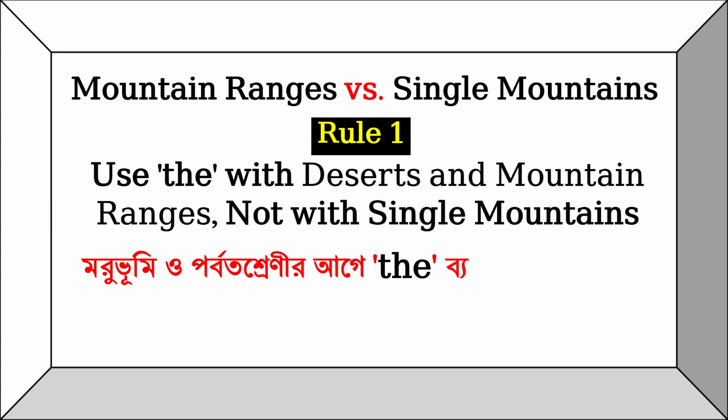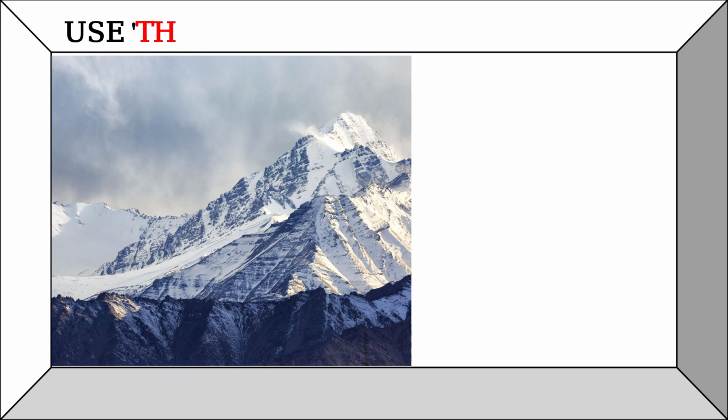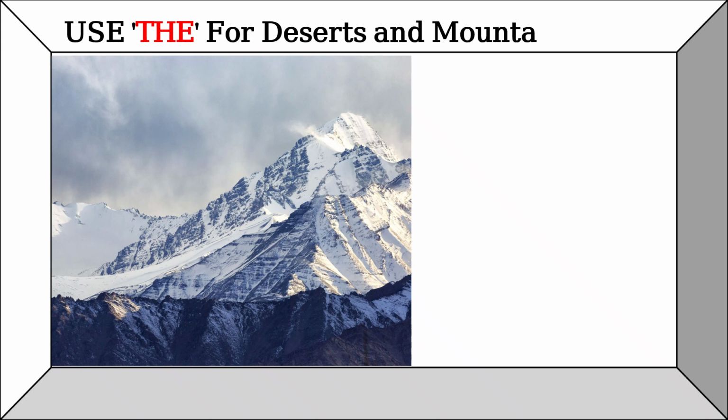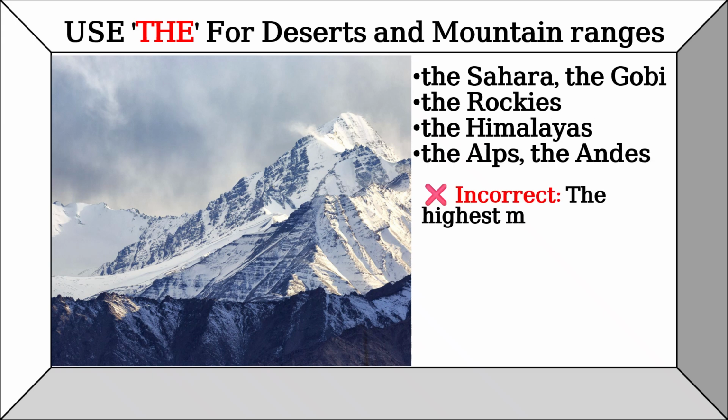মরুভূমি ও পর্বত শ্রেণীর আগে ডি ব্যবহার করতে হবে, কিন্তু একক পর্বতের আগে নয়। So, use "the" for deserts and mountain ranges like the Sahara, the Gobi, the Rockies, the Himalayas, the Alps, the Andes.